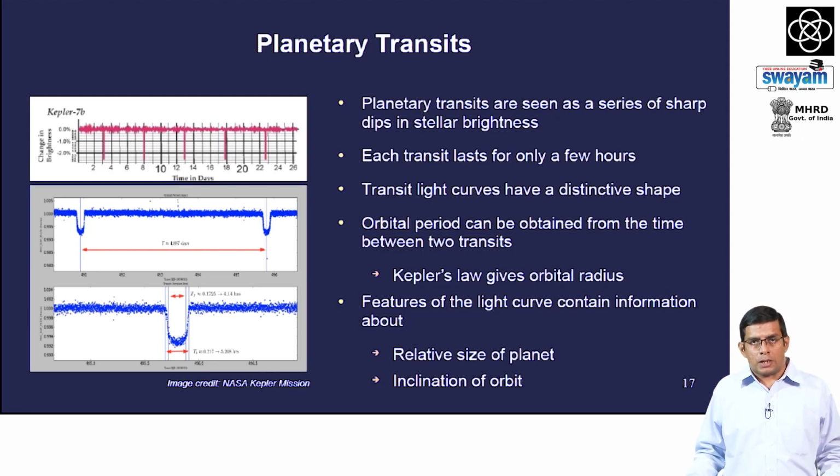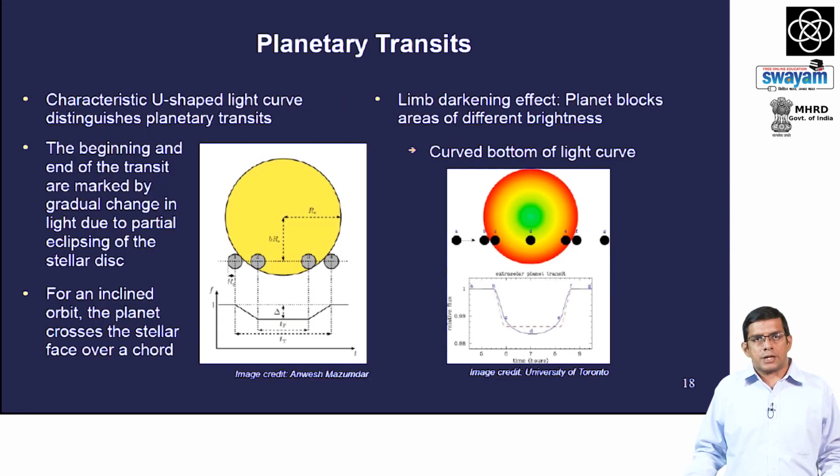And once we know the orbital period of the planet, again using Kepler's law, we can get the orbital radius. But there is more information in this transit light curve, which lasts a few hours, and this gives us information about the relative size of the planet and the inclination of the orbit. So, the planetary transits have this characteristic U-shaped light curve that we saw on the previous slide.